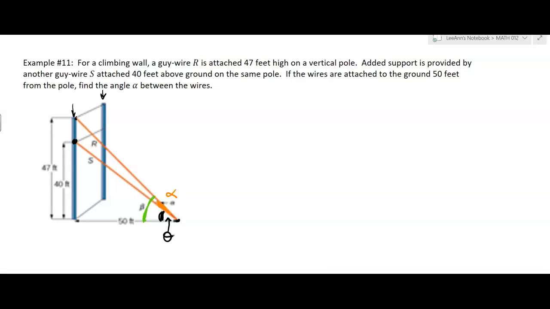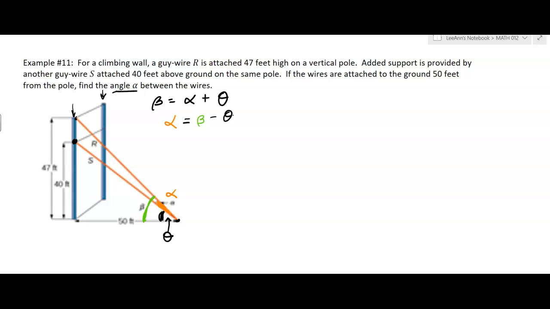Now, I can say that beta is equal to alpha plus theta. But I'm trying to find alpha. It says find the angle alpha. So I'm going to say alpha is equal to beta minus theta. Hopefully that makes some sense to you.